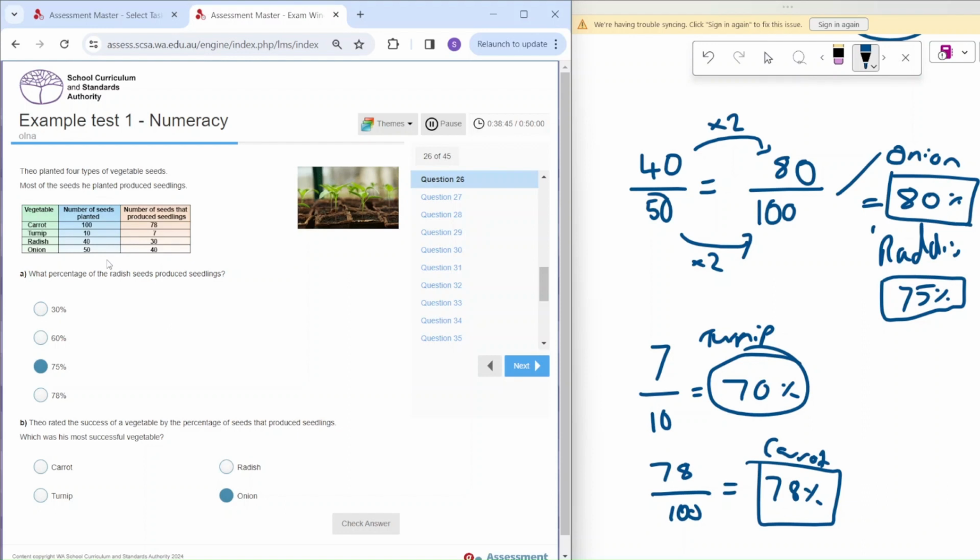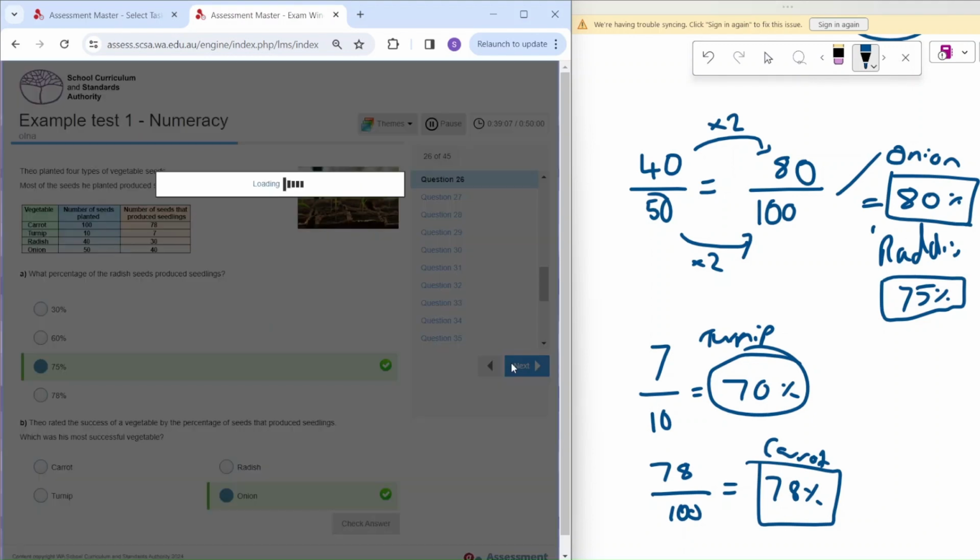It's not fair if we planted 1,000 seeds of one thing, 10 seeds of the other, and then the 1,000 seeds produce 2 seedlings and the 10 seeds produce 1. Well, the 10 seeds are still more efficient than the 1,000 seeds because we planted 100 times more, but only got one more seedling. So we've got to do it proportionally. Let's check our answers and submit.